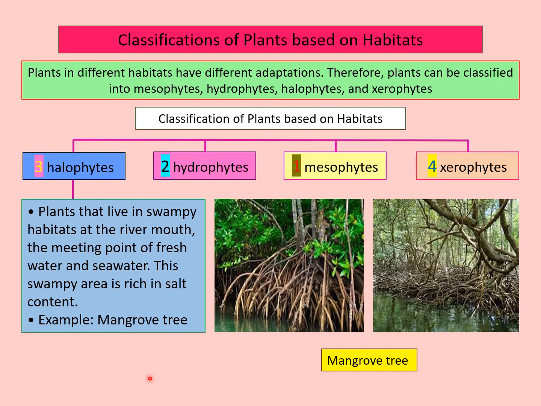Classifications of plants based on habitat. Number 3, helophytes. Helophyte is plants that live in swampy habitat at the river mouth, the meeting point of fresh water and seawater. This swampy area is rich in salt content. Example, mangrove tree. This is example of mangrove tree.